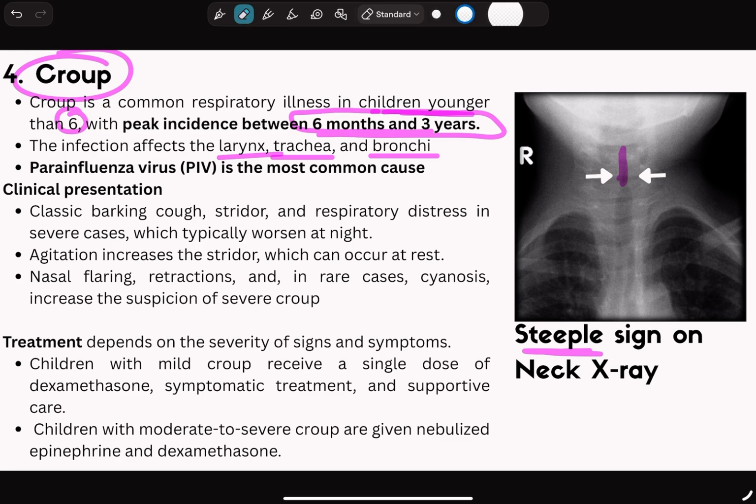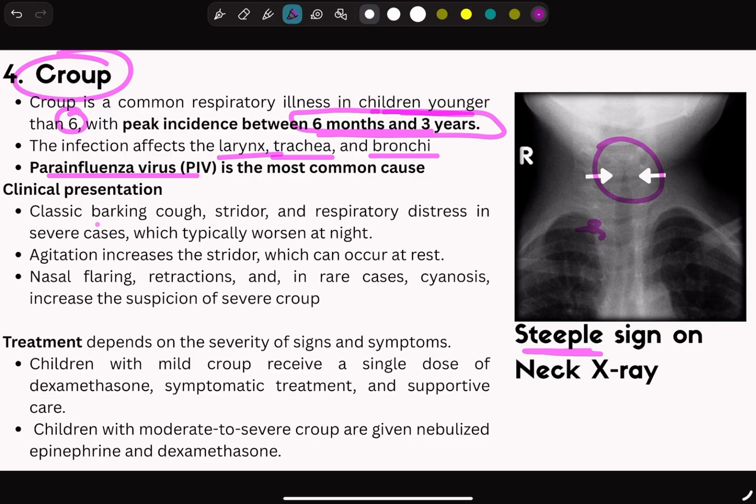So let me remove here and then we can see it again. So this is the airway and here it's very narrow. This is called the steeple sign and it's very classic to see it with these patients. So parainfluenza virus, so it's viral. And what is the presentation?